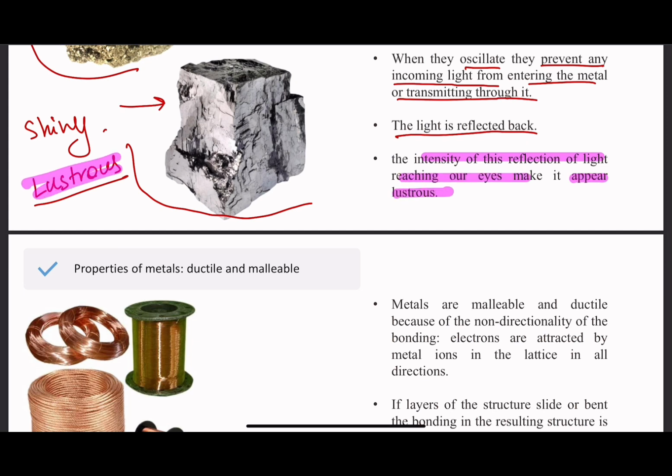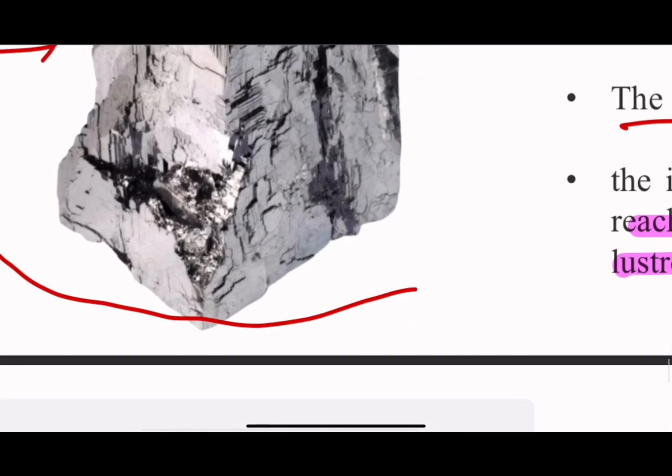So I told you, when you're looking at the metal here, right? Look at this one.